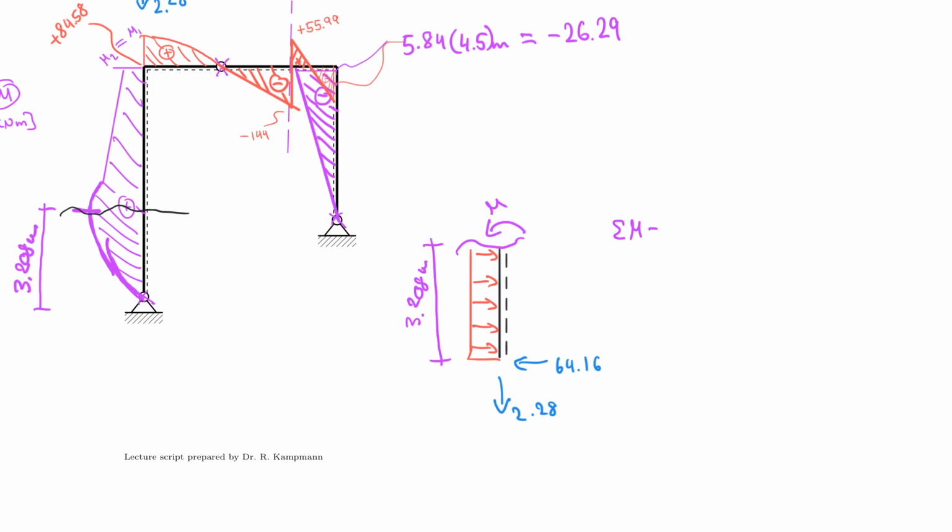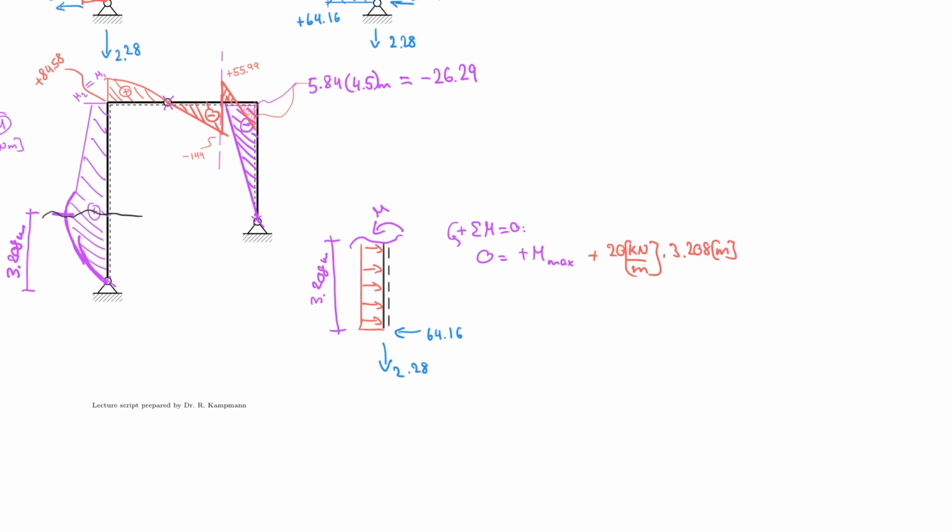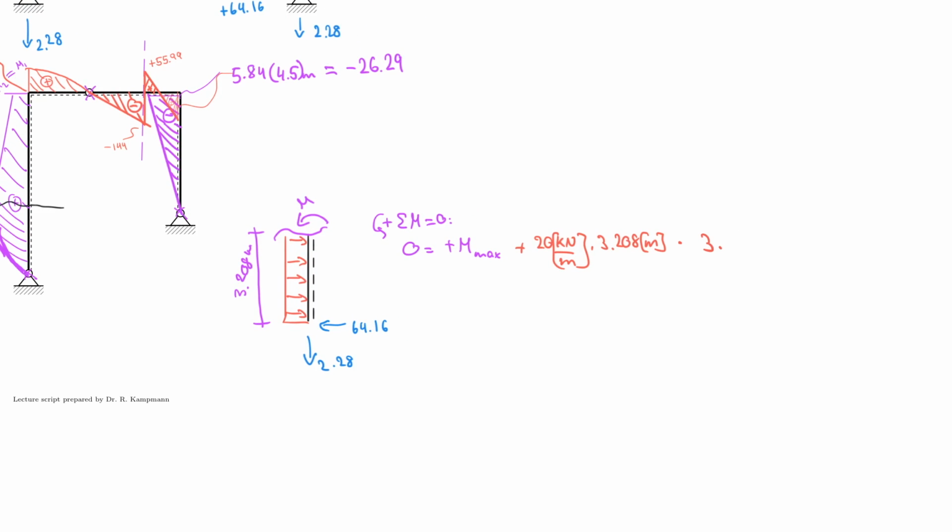By sum of the moments is equal to 0, and 0 is equal to minus M, no, it's plus M max, plus 20 kilonewton per meter multiplied by 3.208 meters, and now multiplied by 3.208 divided by 2 meters.